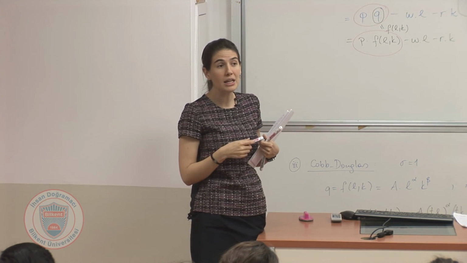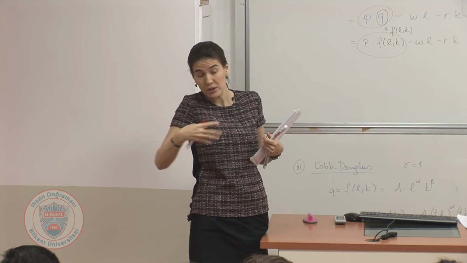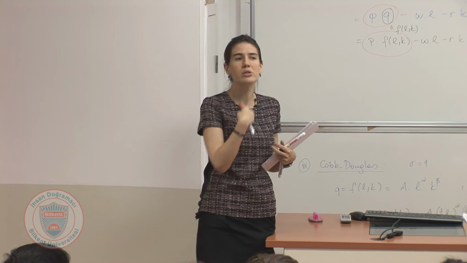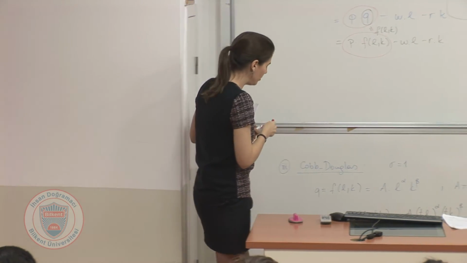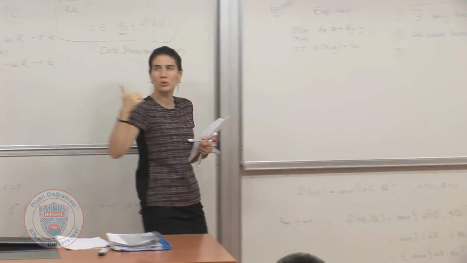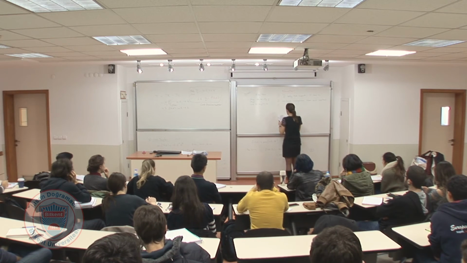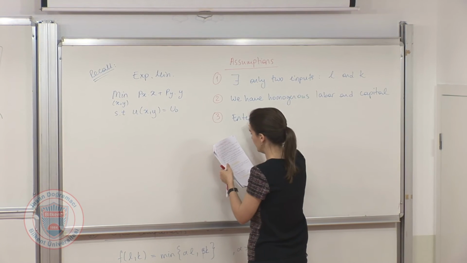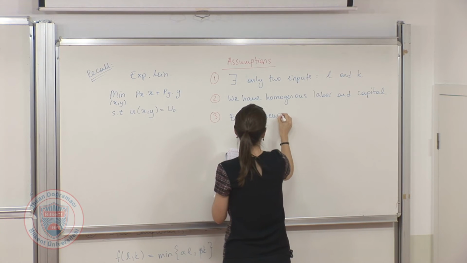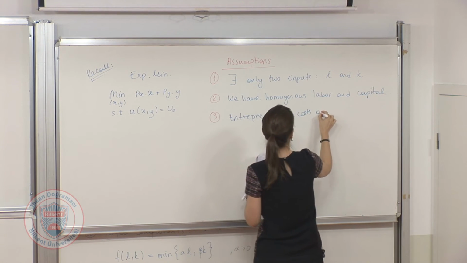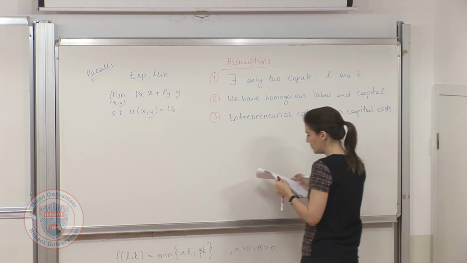So what's going to happen? There is some entrepreneurial cost too, because you could have worked somewhere else, but instead you started your own firm. What we are going to assume is that these entrepreneurial costs are included in the capital costs. So let's write this: entrepreneurial costs are in capital costs. This is what we assume.